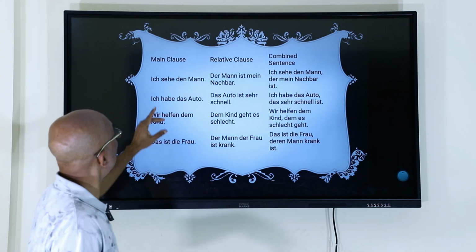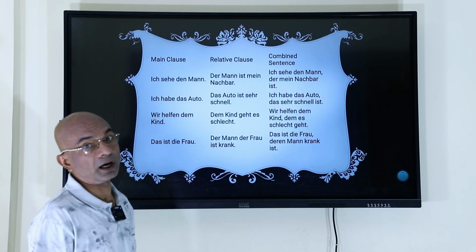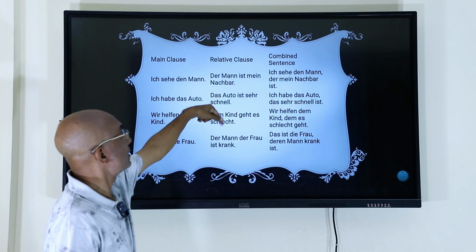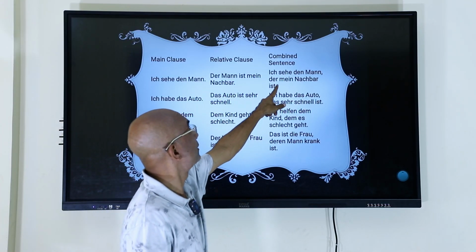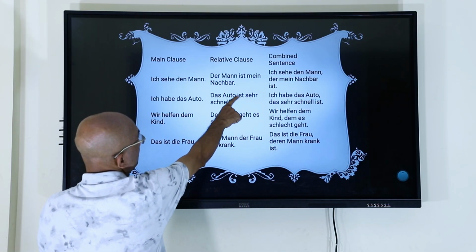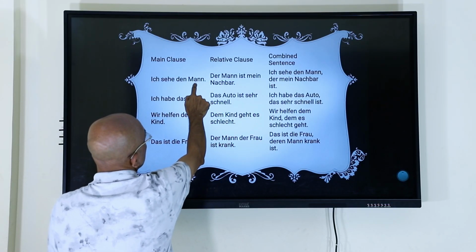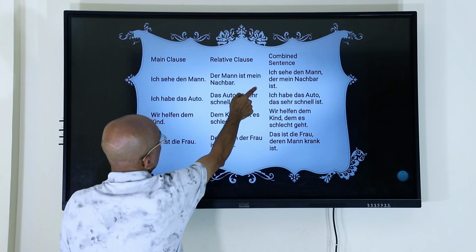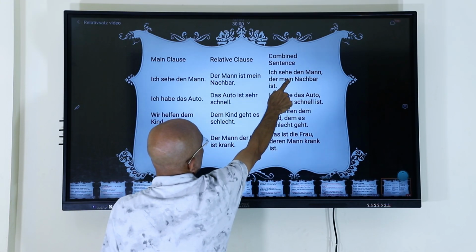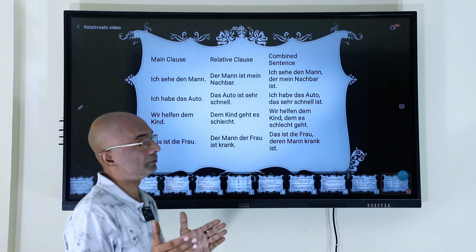Just a few more examples here now. You say, den Mann, der Mann ist mein Nachbar. Okay, I see a man, the man is my neighbor. So you say, den Mann, der mein Nachbar ist. So here, we are removing this and we are changing it into der mein Nachbar ist, who is my neighbor.